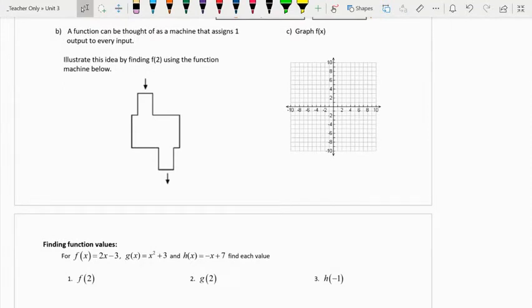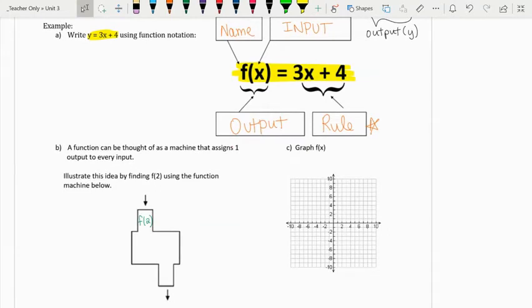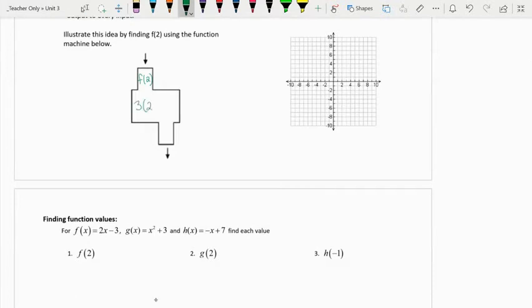Part B of this question, so this is still the same example, says a function can be thought of as a machine that assigns one output to every input. Illustrate this idea by finding f of 2 using the function machine below. So essentially we're putting 2 in, plugging 2 into the equation. Obviously 2 took the place of x, so instead of 3x plus 4, it's going to be 3 times 2 plus 4. The output, or the f of x, is whatever that equals. So 3 times 2 is 6, 6 plus 4 is 10.